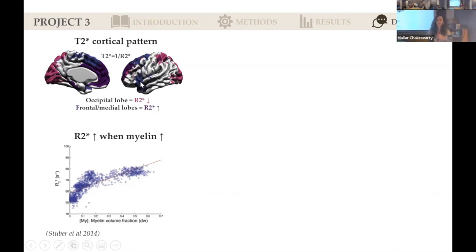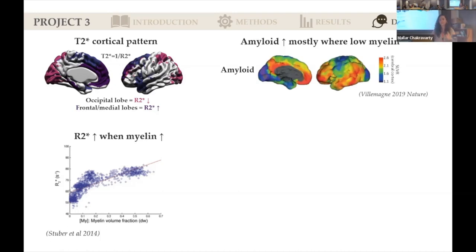It's still a project in progress, but I tried to interpret that and find some reasons why we would see this opposite effect. One thing I have is that maybe we are capturing something else in the brain, because as I mentioned at the beginning, quantitative metrics can also be impacted by any kind of molecules that have some magnetic property. For example, amyloid could potentially impact the metrics, and we know from previous literature that amyloid increases mostly where there is low myelin.